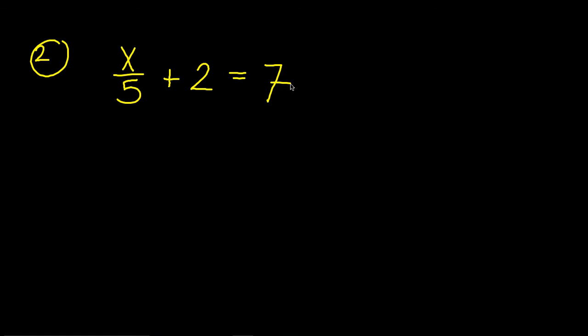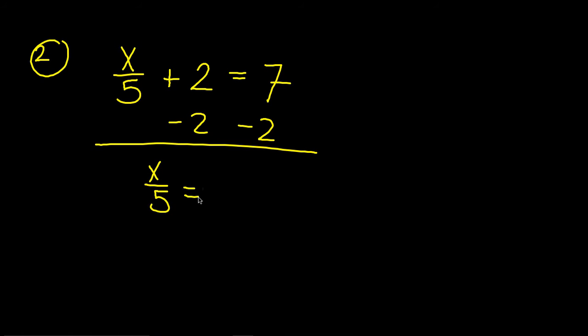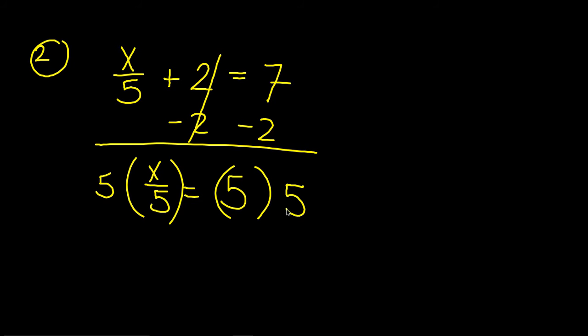So, first thing we're going to do here is subtract 2 on both sides. We're going to get x over 5 equals, 2 minus 2 is gone, 7 minus 2 is 5. We're going to multiply both sides by 5, and we're doing that because the opposite of division is multiplication, and we end up getting that x is equal to 5 times 5. 5 times 5 is 25.